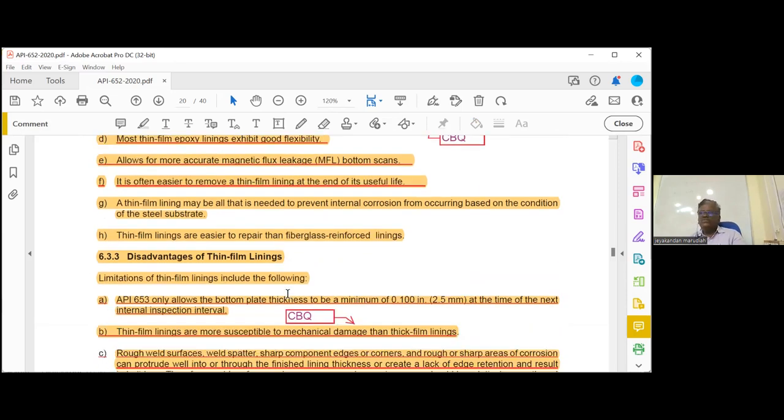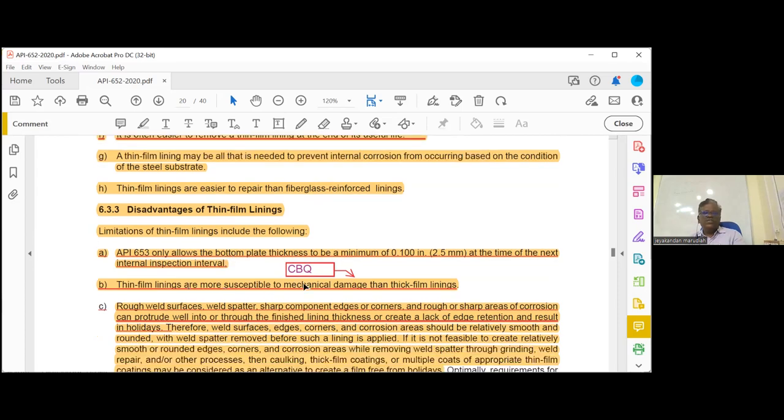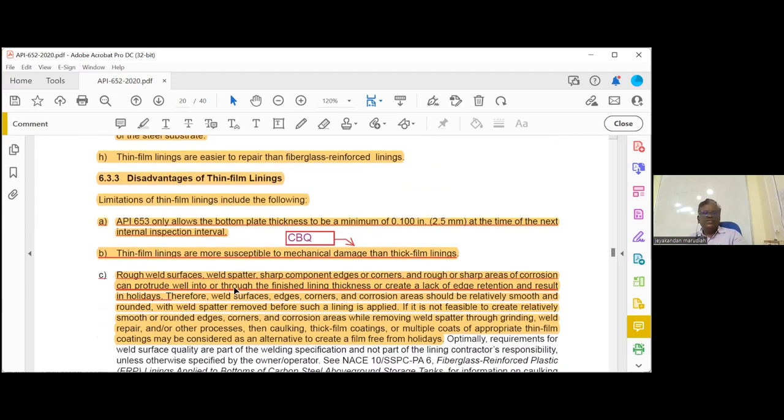The disadvantage: you remember 653 allows 0.05 inch only when the thickness of the lining is more than 50 mils. Thin film, that advantage is not there. See, 653 only allows bottom plates a minimum of 0.1 inch at the time of the next inspection interval. Thin film linings are more susceptible to mechanical damage, easily damaged because of the low thickness. Rough weld surfaces, weld spatter, sharp component edges or corners, and rough or sharp areas can protrude through the finished lining thickness or create lack of edge retention.